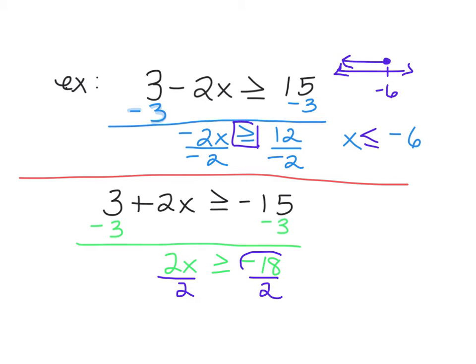Even though that 18 is negative, the action I'm doing is dividing by a positive. So I keep that inequality going the same direction. Okay? So dividing by a negative or multiplying by a negative as that last step, flip the inequality. If it's just divide or just multiply, we don't flip it unless it's a negative.